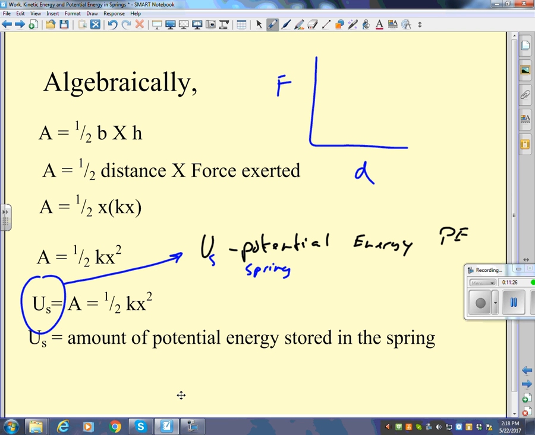So spring energy is 1/2 kx squared. US is the amount of potential energy stored in the spring, and you know that when you stretch a spring, there's energy stored in there. When you compress a spring, there's energy stored in there, depending on what the base setup of the spring is, and that energy is known as potential energy, or US.